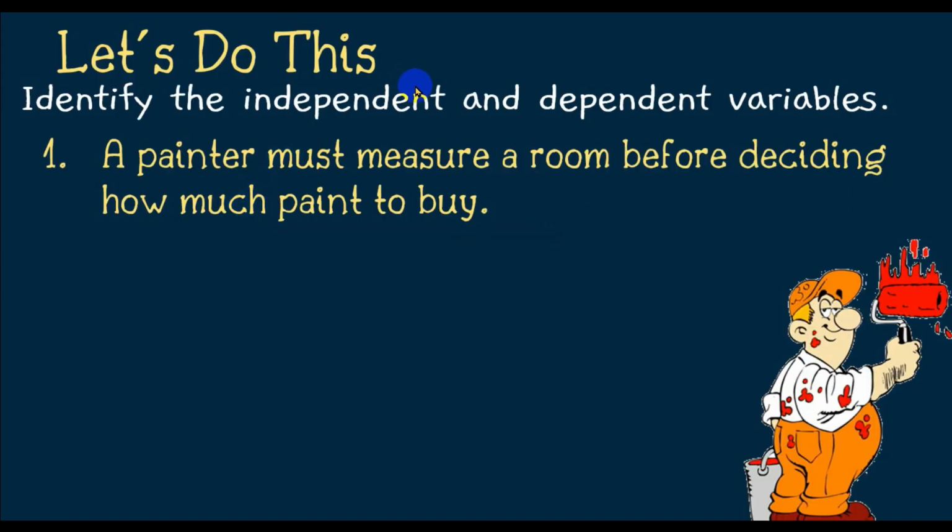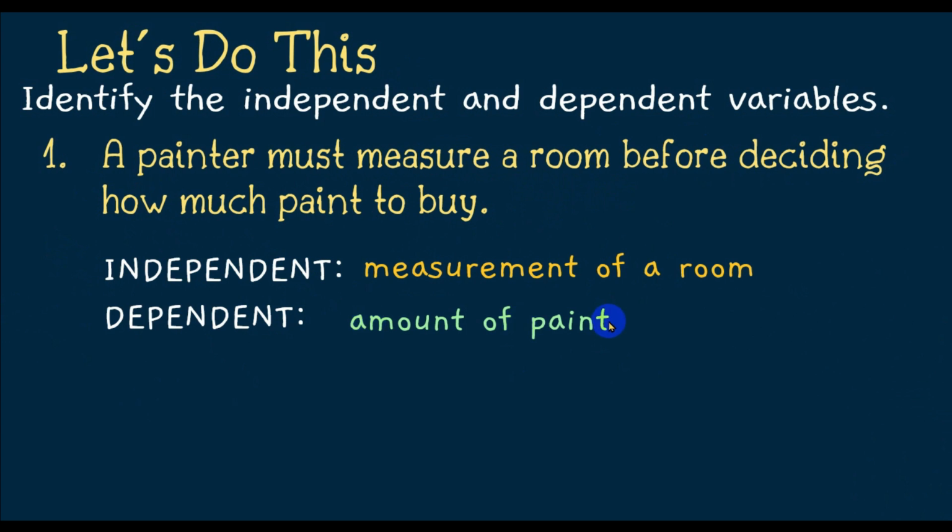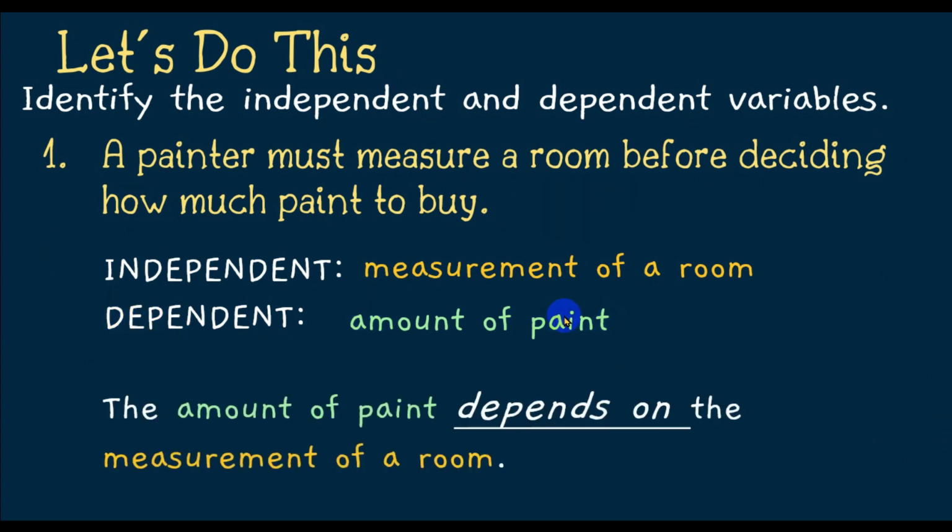We are going to identify the independent and dependent variables of the following statements here. A painter must measure a room before deciding how much paint to buy. Which one is the independent and which one is the dependent variable? Again, when we say independent, ito yung cause, and then dependent, ito yung maging effect. So, alin nga ba dito yung dapat na mauna? A painter must measure a room or bibili muna tayo ng paint? The independent variable is the measurement of the room. So, we have to measure the room first before we know the amount of paint to buy, okay? In other words, the amount of paint depends on the measurement of the room.